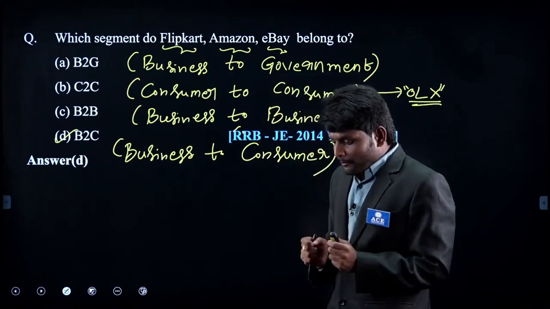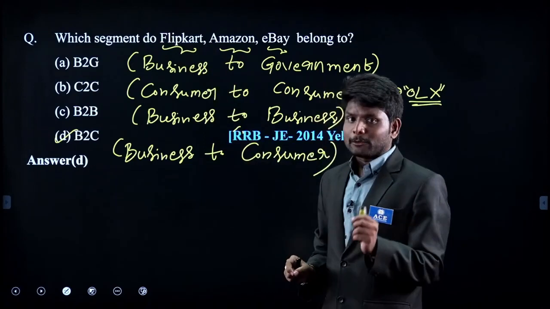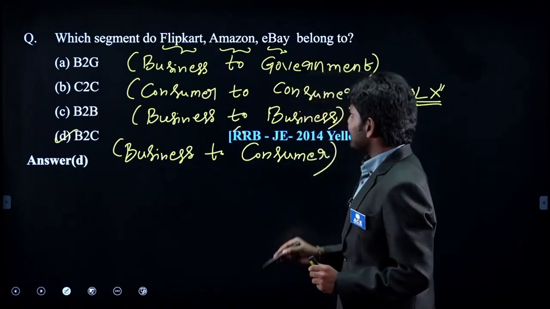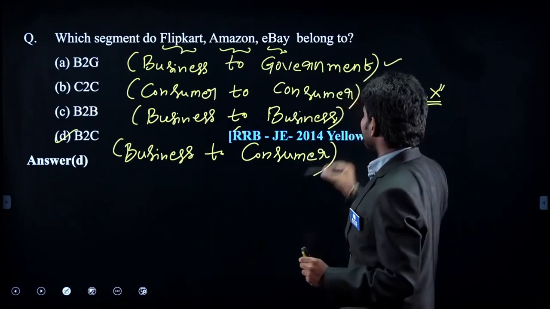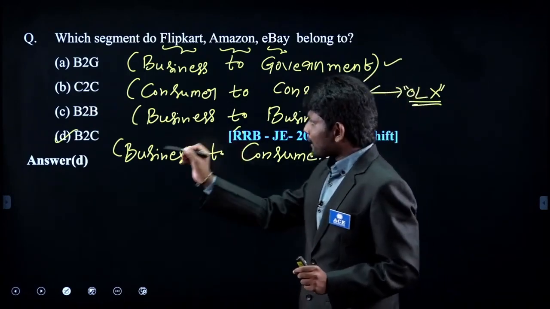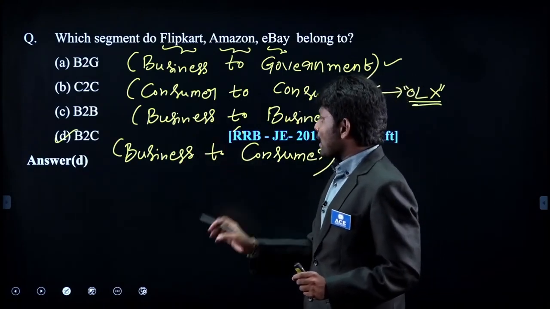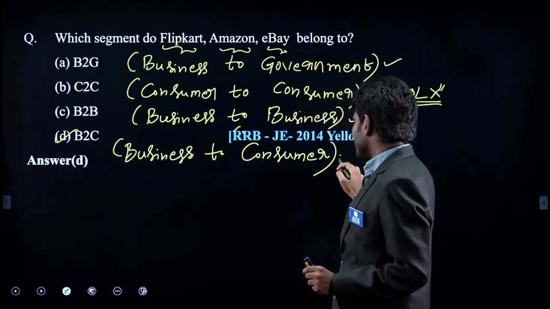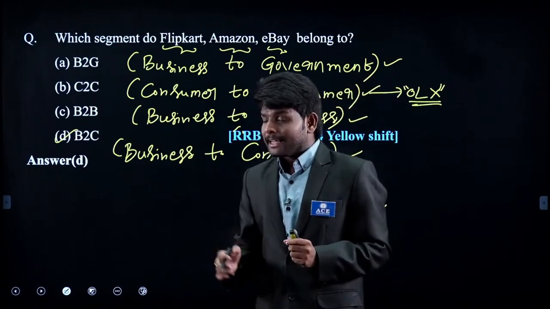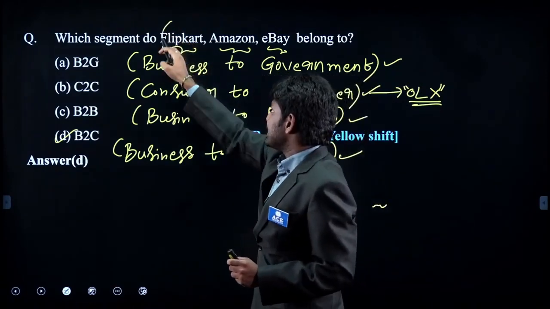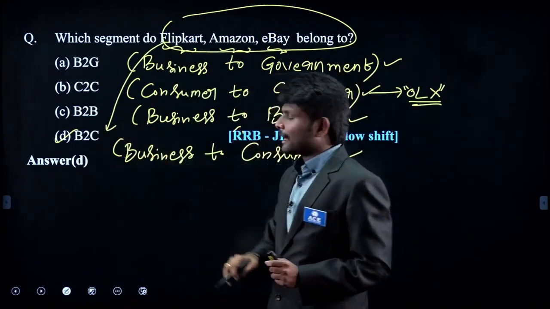Now, what do I mean by practice here? Whenever you see this kind of question, you need to list out the companies that fall under the business to government category, the companies that fall under consumer to consumer, the companies that fall under business to business, and the companies that fall under business to consumer category. Hope this point is clear for you. What do you mean by practice here? Just remembering that these companies fall under the B2C category doesn't help you in the coming examinations.